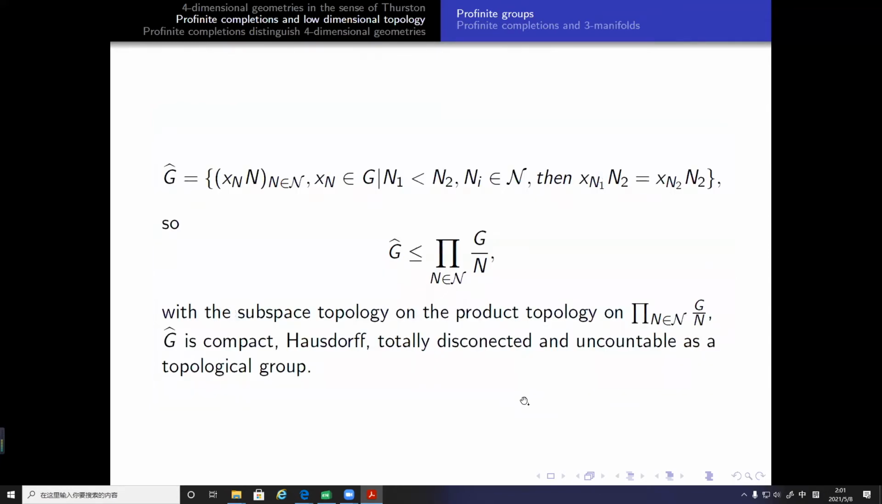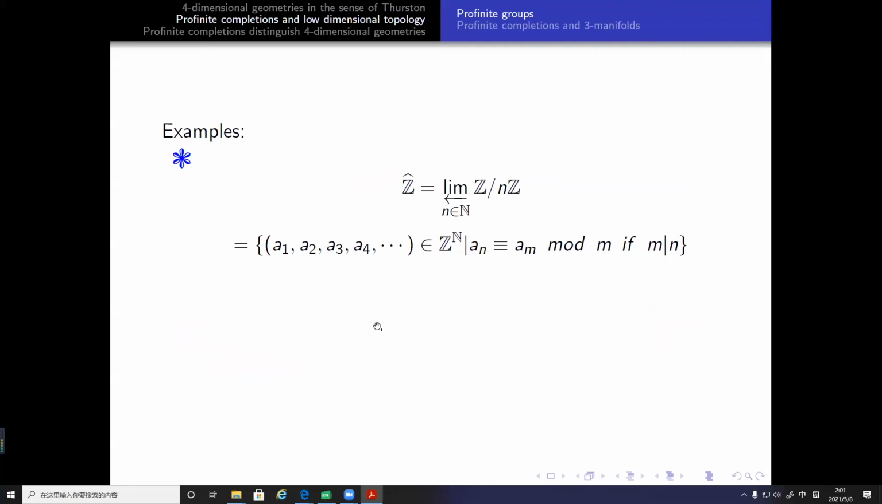So from G we get a G hat, which is a profinite completion. It is compact, Hausdorff, totally disconnected, and uncountable if G is not finite. It is a topological group.